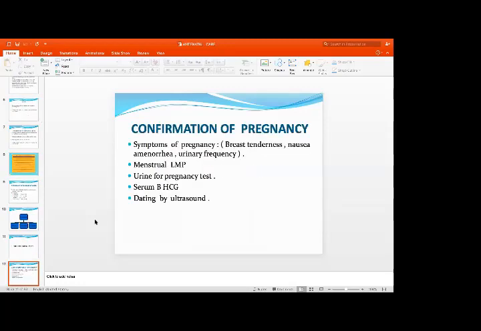First of all, we have to confirm the pregnancy. Signs and symptoms of pregnancy may suggest that the patient may be pregnant, like breast tenderness, nausea, vomiting, amenorrhea, and increased urinary frequency. The confirmation of pregnancy is done by a urine pregnancy test, which can be done with the help of a strip, serum beta HCG, which is a lab test, and also by ultrasound, the routine ultrasound. The first ultrasound which is done is called the prenatal.